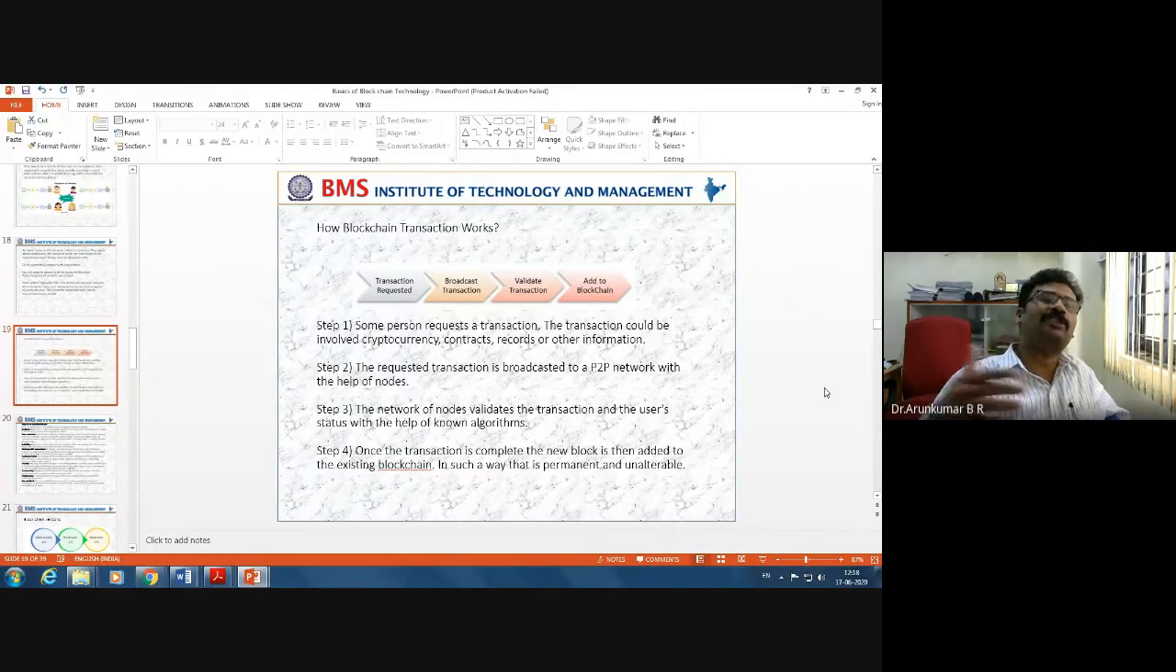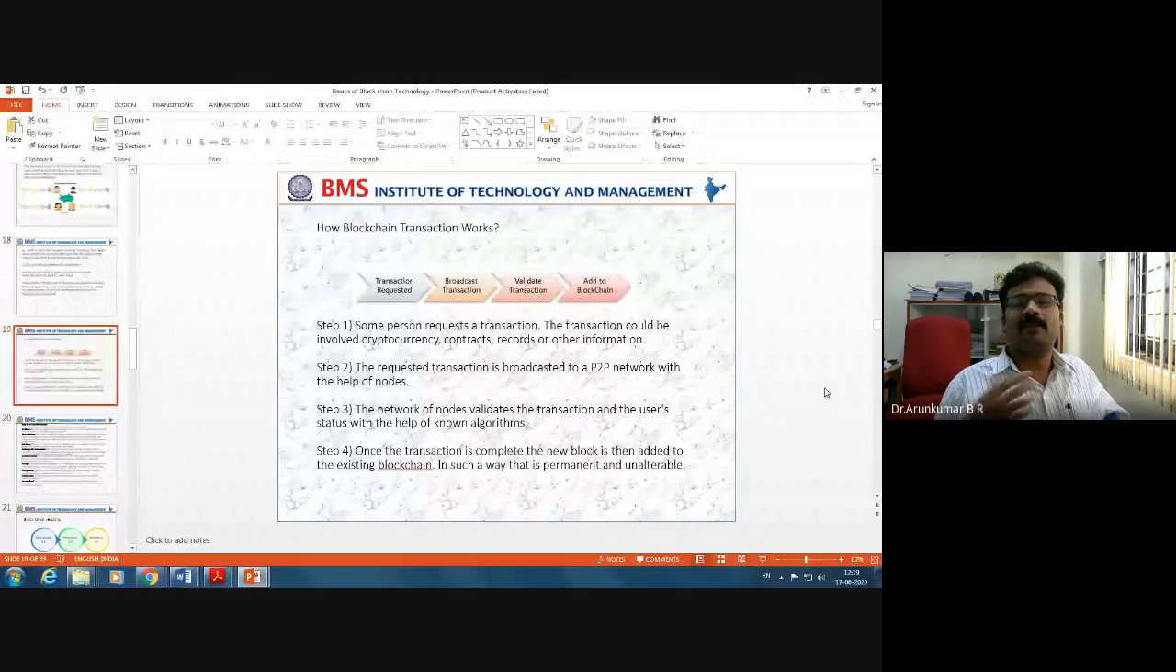In the registration process, for example, the sub-registrar registers the land belonging to some people from the seller to the buyer, right? So the records may have certain information that is required for the transactions. For registration of the records, the requested transaction is broadcast to a peer-to-peer network with the help of nodes. The network of nodes validates the transaction and the users' status with the help of known algorithms. Once the transaction is complete, the new block is then added to the existing blockchain.